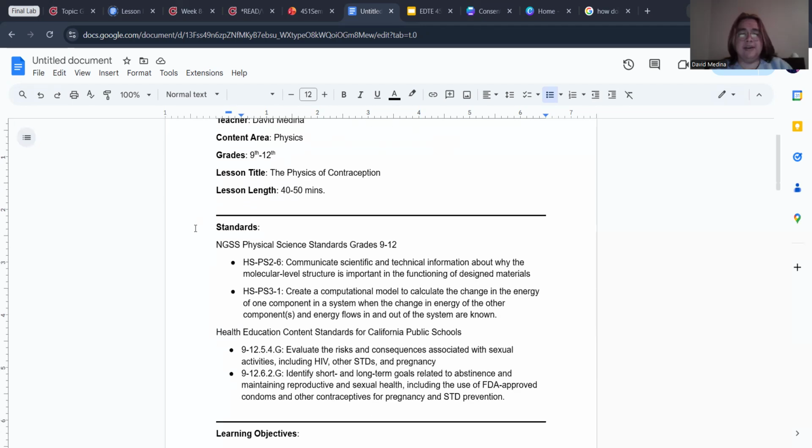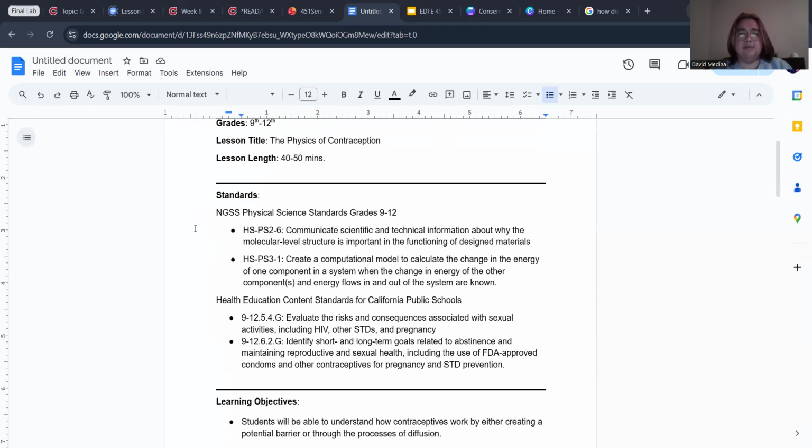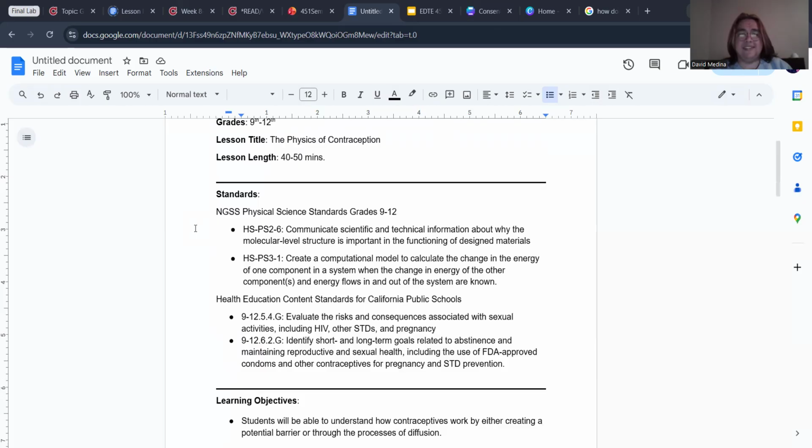And the standards that I found right here are from the NGSS Physical Science Standards, grades 9 through 12, and the Health Education Content Standards for California Public Schools.